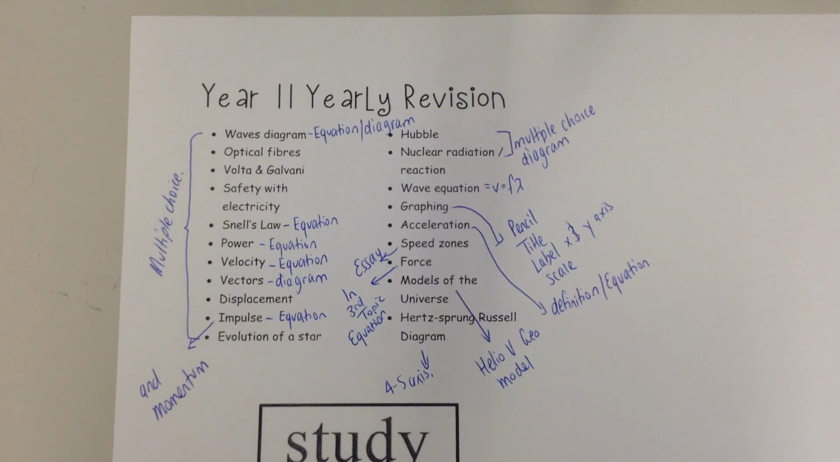You need to know color. You also need to know the different parts. So you need to know where the main sequence is and so on. Alright?